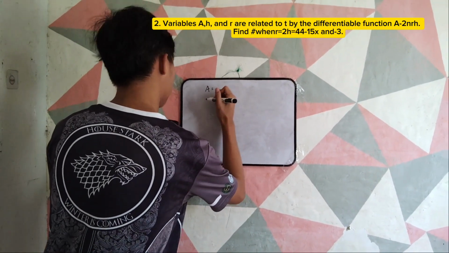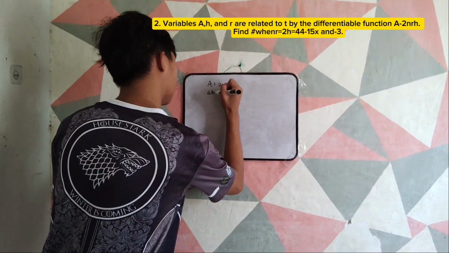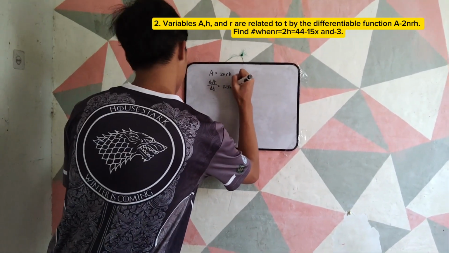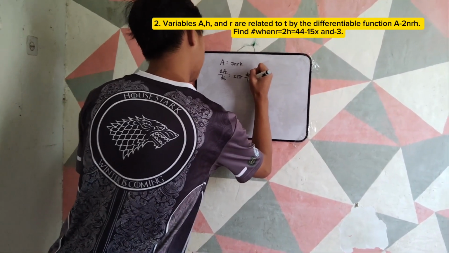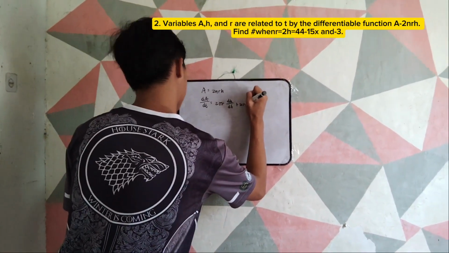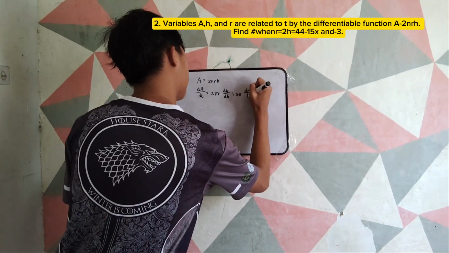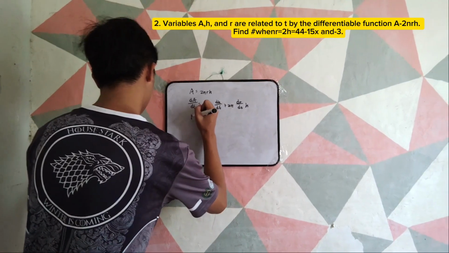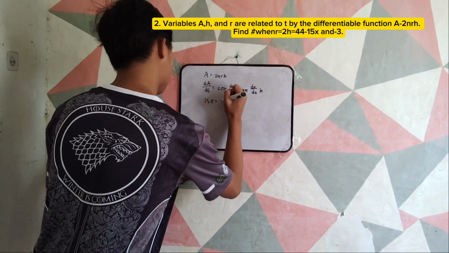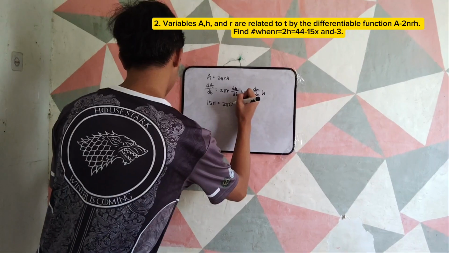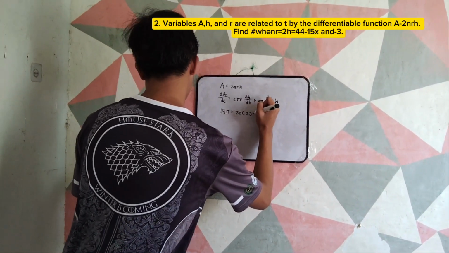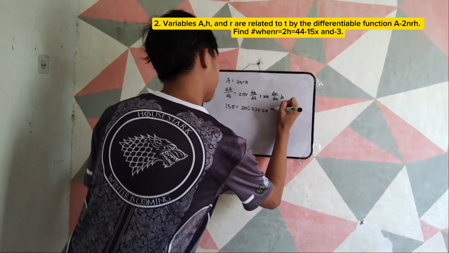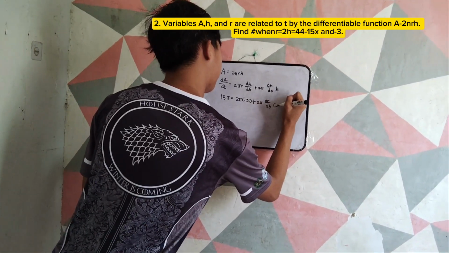2 pi rh. So dA over dt is equal to 2 pi r dh over dt plus 2 pi dr over dt times height. So dA over dt is 15 pi, which is equal to 2 pi times the radius. So the radius is 3, times, plus 2 pi, so dr over dt, and the height will be 4.